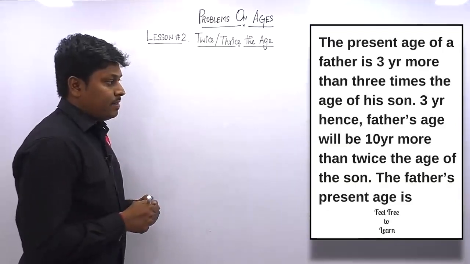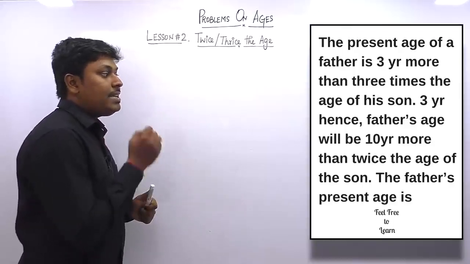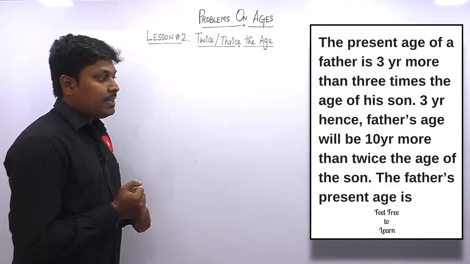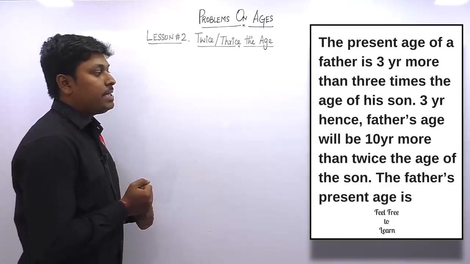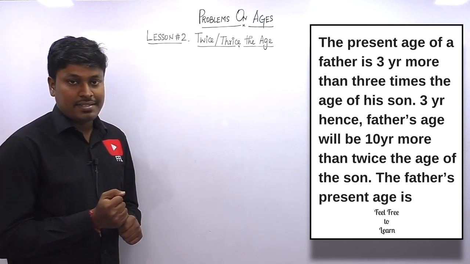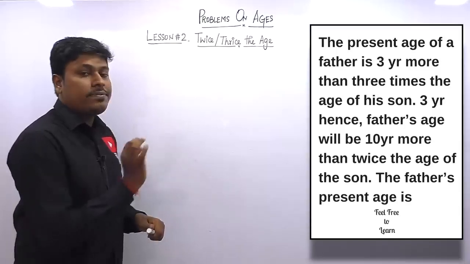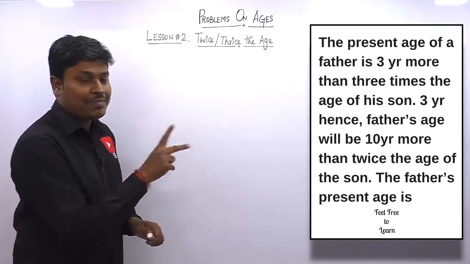Question number 3. The present age of father is 3 years more than 3 times the age of his son. 3 years hence, father's age will be 10 years more than twice the age of the son. Find the father's present age. Interesting question. So listen to the first point carefully. The present age of father. So they are talking about 2 persons, that is father and son.